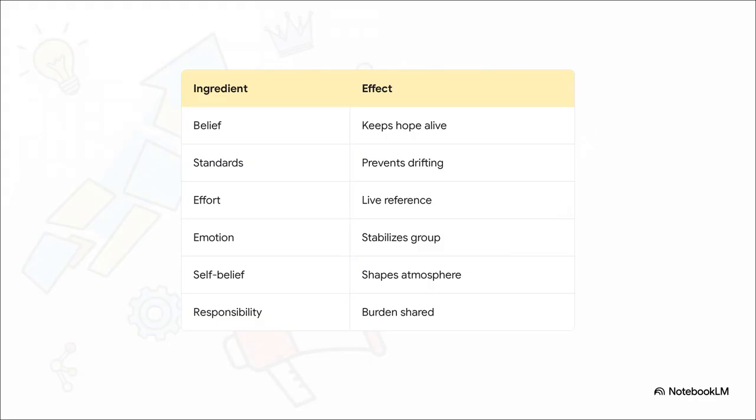When we put this all together, we get a highly precise, repeatable formula. Belief before proof keeps hope alive, unrelaxed standards prevent drifting, visible effort gives a live reference point, emotional force stabilizes, self-belief shapes the atmosphere, and the willingness to be counted on makes responsibility feel genuinely held by someone. It's a systematic approach, not just a loud personality.